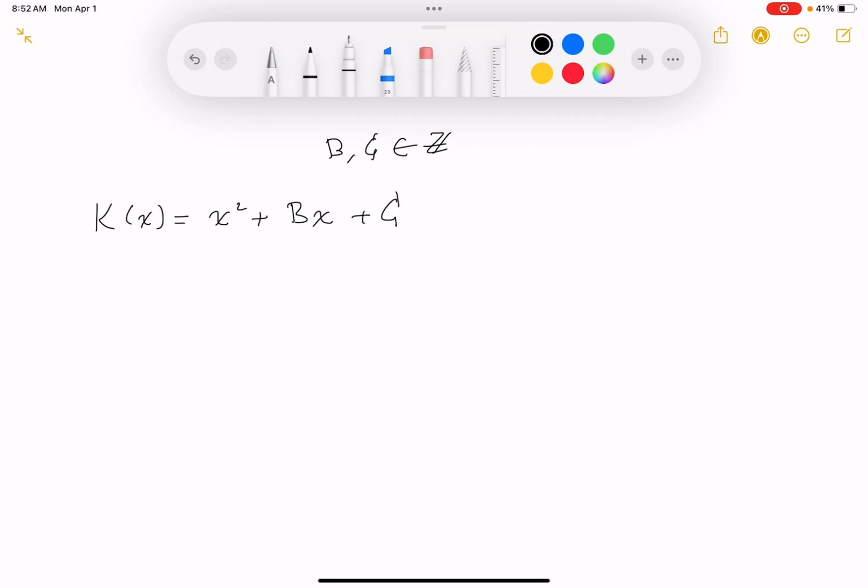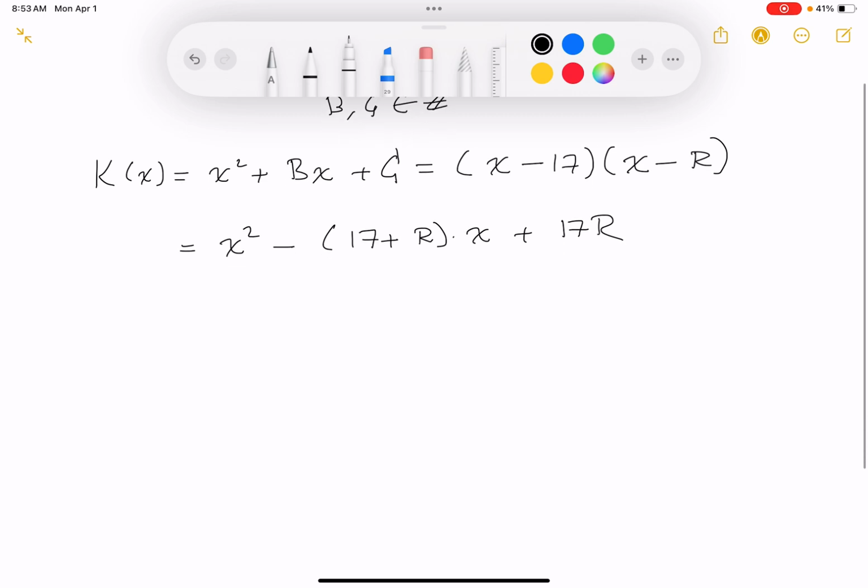They tell me one of the roots is 17, so it's going to be x minus 17, and what goes over here? I don't know the other root, by the way. I'm going to call it r. Now, certainly r is an integer, since it's an integer coefficient. Let me multiply it out. You're going to get x squared minus (17 plus r) times x, plus 17r.